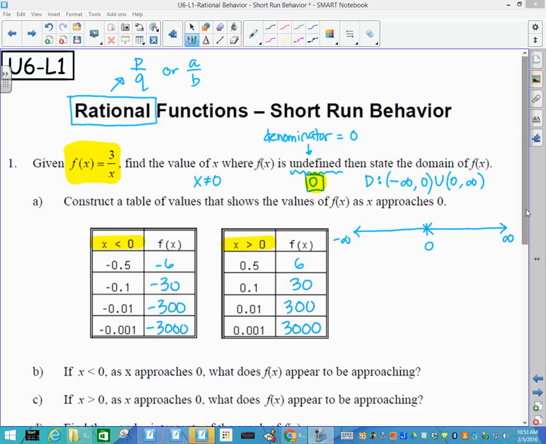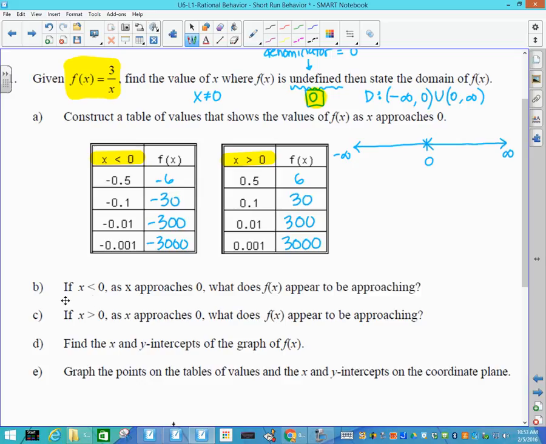Okay, so look at this next question. Part B says, if x is less than 0, as x approaches 0, what does f of x appear to be approaching? So you're looking at your x values and asking, if I look at them this way, is my value getting closer to 0? Or if I'm going that way, is my number getting closer to 0? Sometimes people have trouble reading these charts, so I just want to talk about it for a second. If you think about the positive side and you graph 0.5, the number 1 is right here, and then this is going to be 0.5.